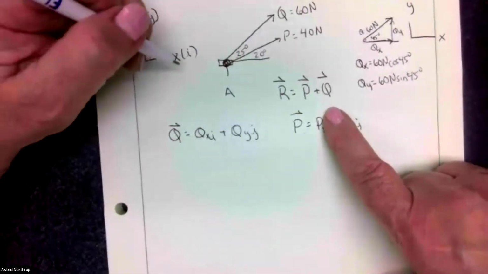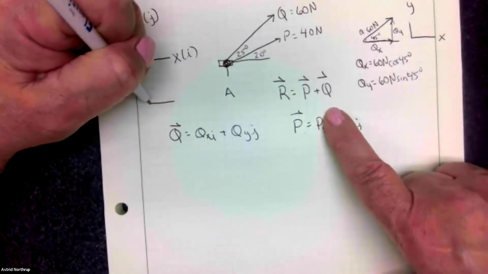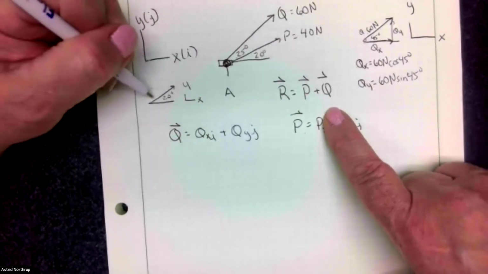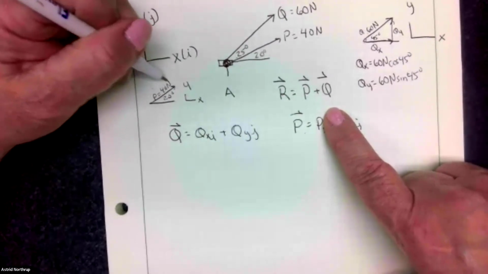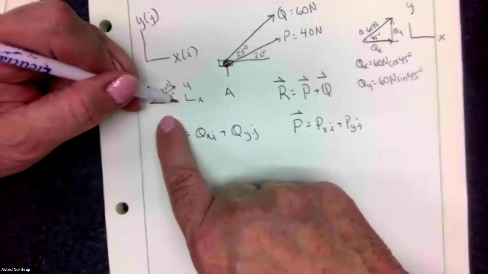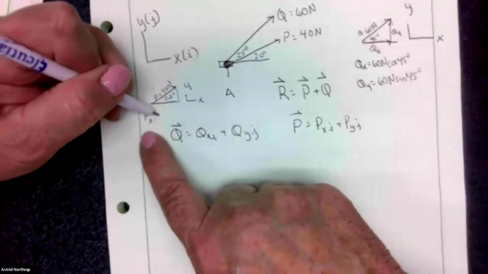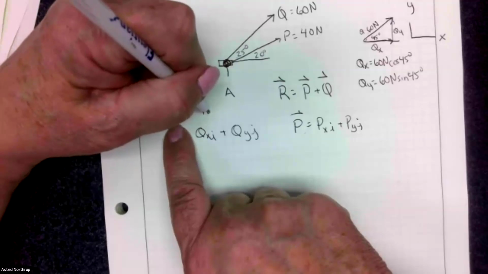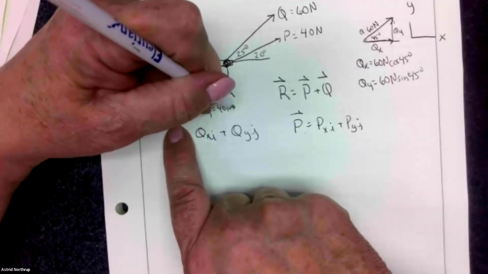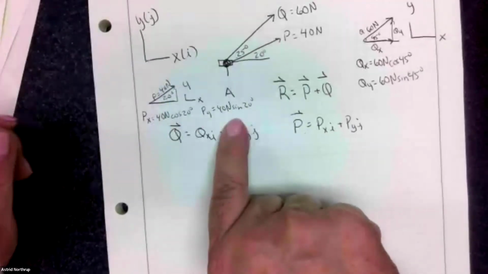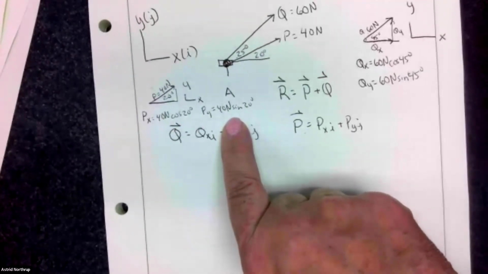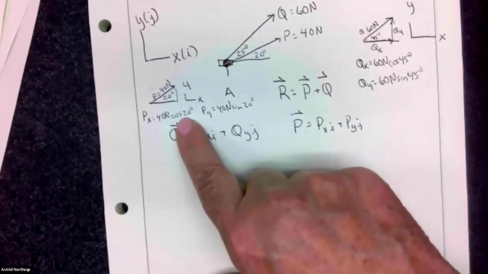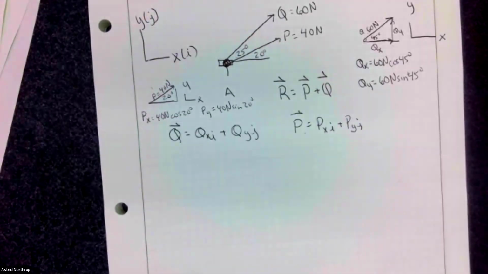Similarly, if I look at vector P, I see that P is 20 degrees off of the x-axis, and its magnitude is 40 newtons. So doing the same thing, I can say P sub X is 40 newtons times the cosine of 20 degrees, and P sub Y is 40 newtons times the sine of 20 degrees. Now, if you recall, sines and cosines are dimensionless. In other words, they're just a number. So if you multiply a dimensionless number by newtons, your answer is going to be in newtons.